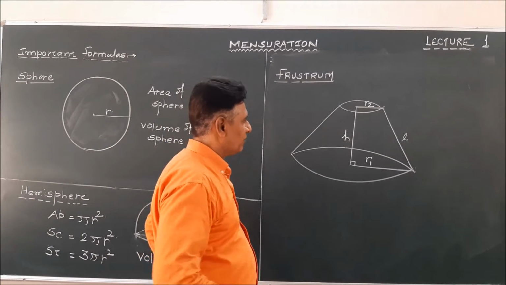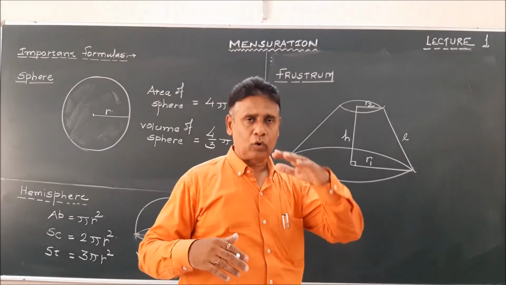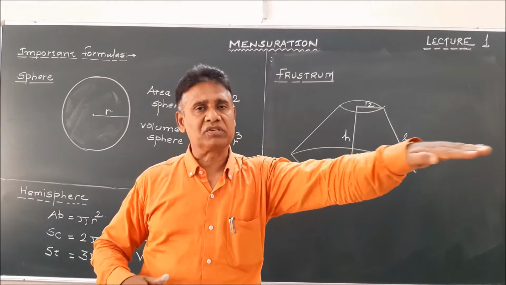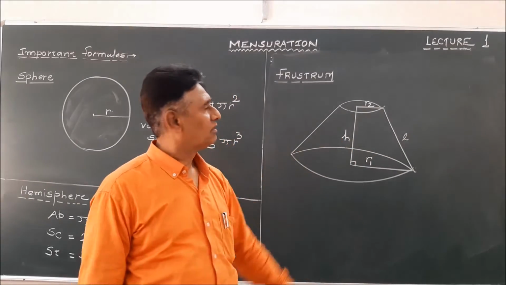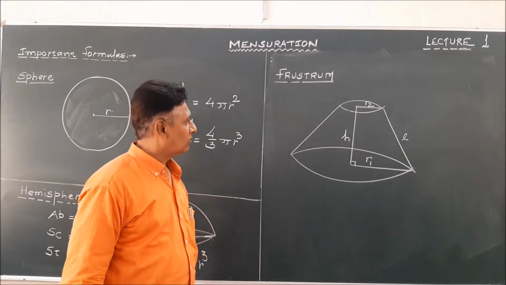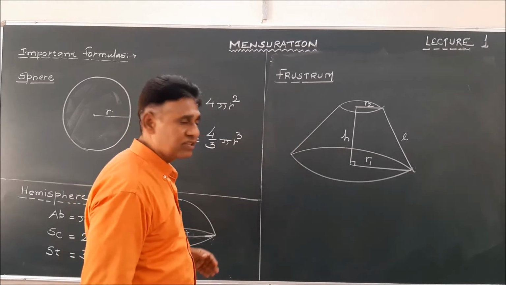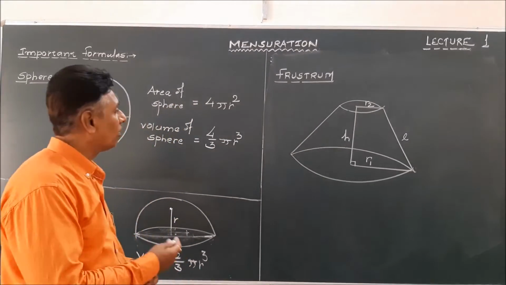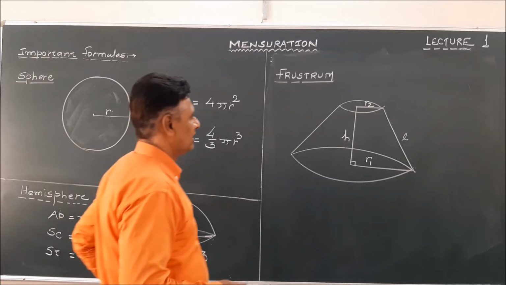Let's find out the same way. We'll find that in case if a cone is there, isn't it? If a cone is cut off from the top, then you will get the figure of frustum. Now at once we will get the figure of frustum. And let's see all the formulas of the frustum. The first formula is, right?